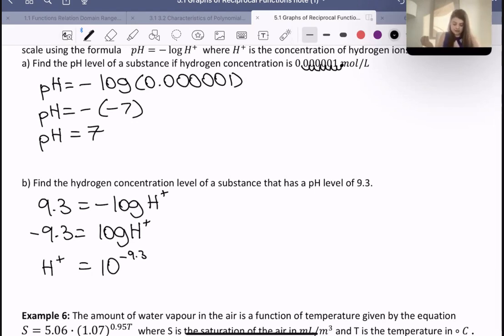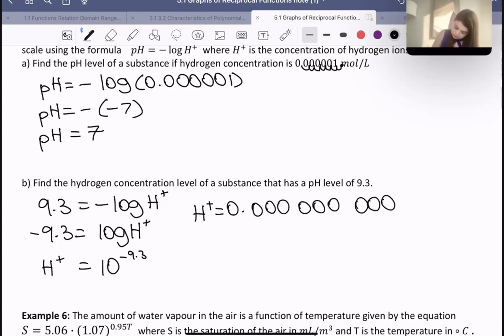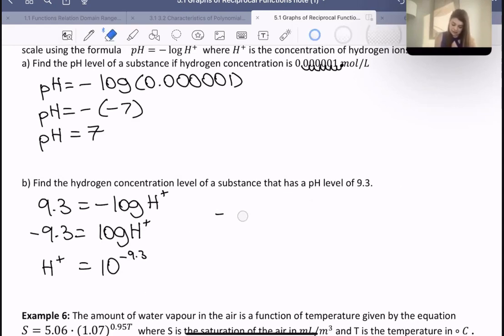And well, that's it. That's the answer, right? We could do that out and say that H plus is equal to 0.00000000005 if we wanted, right? Because 1, 2, 3, 4, 5, 6, 7, 8, 9. We could do that if we really wanted to do so, but this answer is perfectly valid too. So I'm just going to leave it like that. I think it's much nicer to write it that way. Very good.